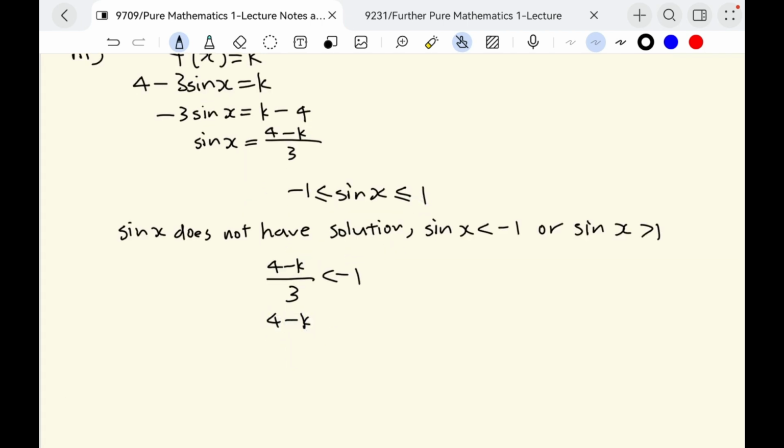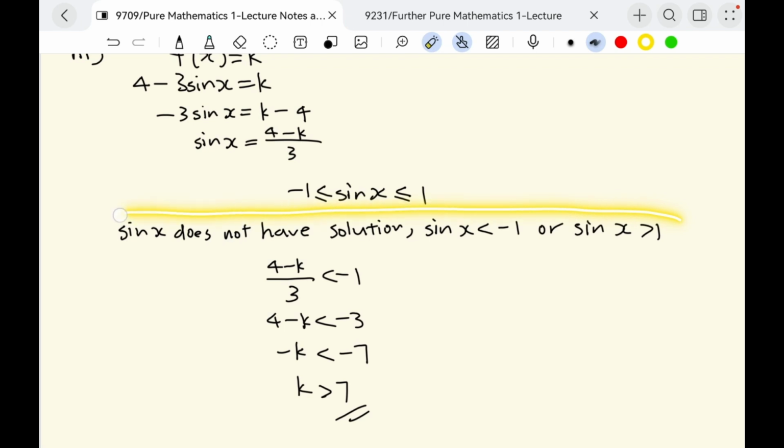Let's solve it one by one. 4 minus k over 3: multiply 3 on both sides, so we have 4 minus k less than negative 3. The 4 can be moved to the right-hand side, so we have negative k is less than negative 3 minus 4, which is negative 7. To cancel out the negative, you must change the sign. So this is the first set of values for k, following the conditions I have implied here.